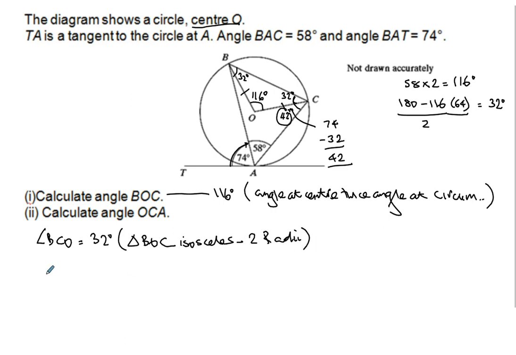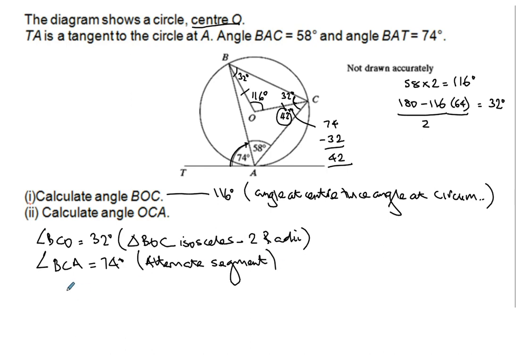Yeah, and then the alternate segment, so that whole thing was 74. So angle BCA equals 74, and you have to write the whole sentence, but I'm just going to write alternate segment. Yeah, so the angle between the tangent and the chord is equal to the angle in the alternate segment.